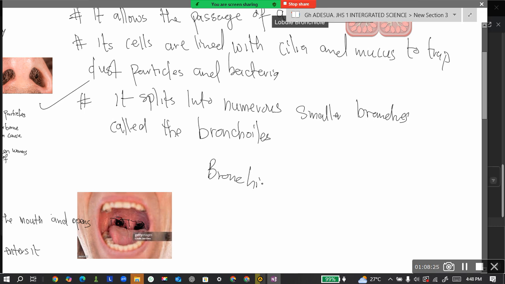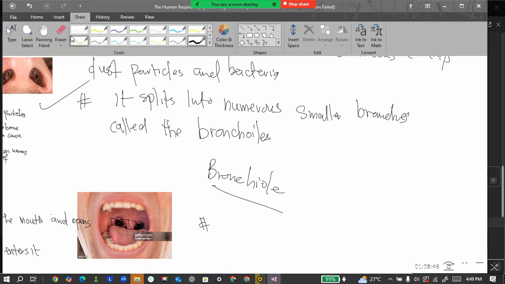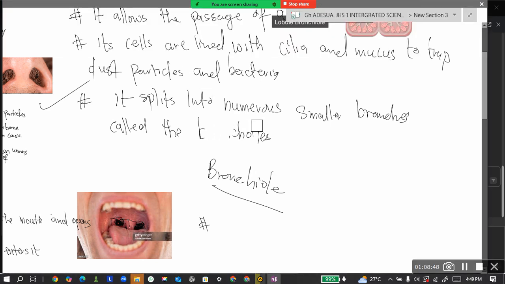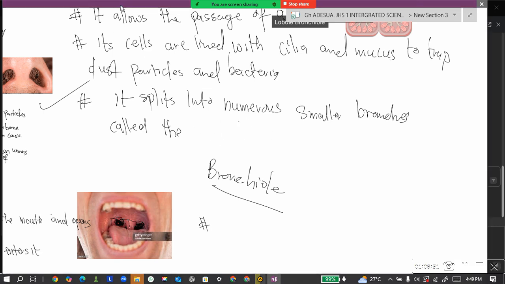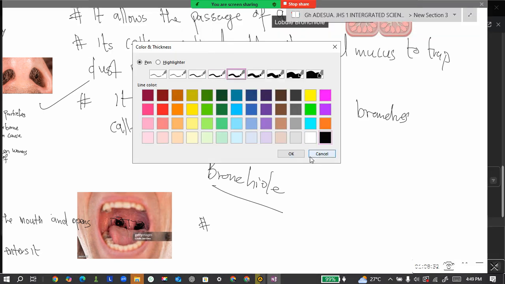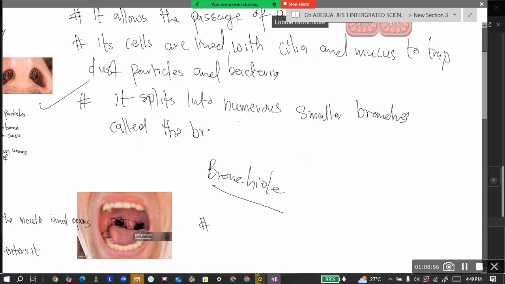Is the spelling of the bronchioles in the first one, right? She says I spelled it wrong. Wrong, yes. Thanks for alerting me. So let's change it. Bronchioles, bronchioles.